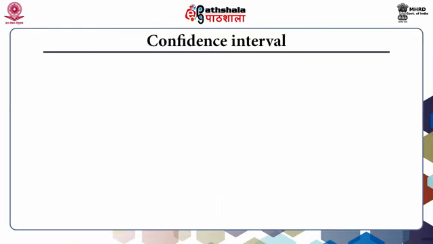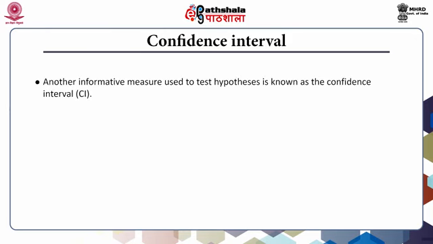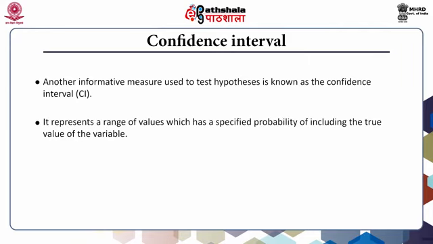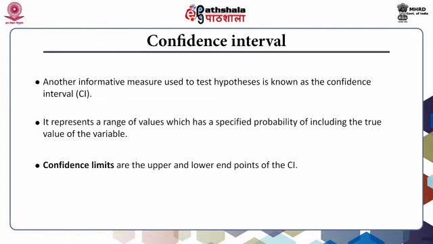Confidence interval. Another informative measure used to test hypothesis is known as the confidence interval or CI. It represents a range of values which has the specified probability of including the true value of the variable. Confidence limits are the upper and the lower endpoints of the CI.